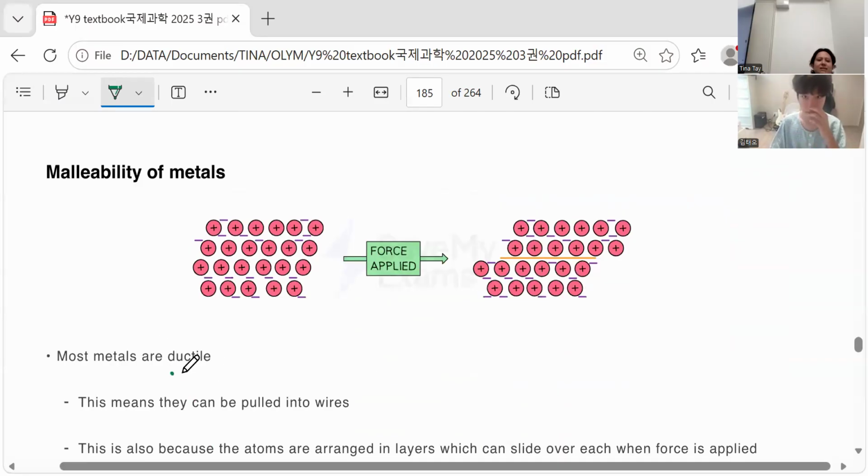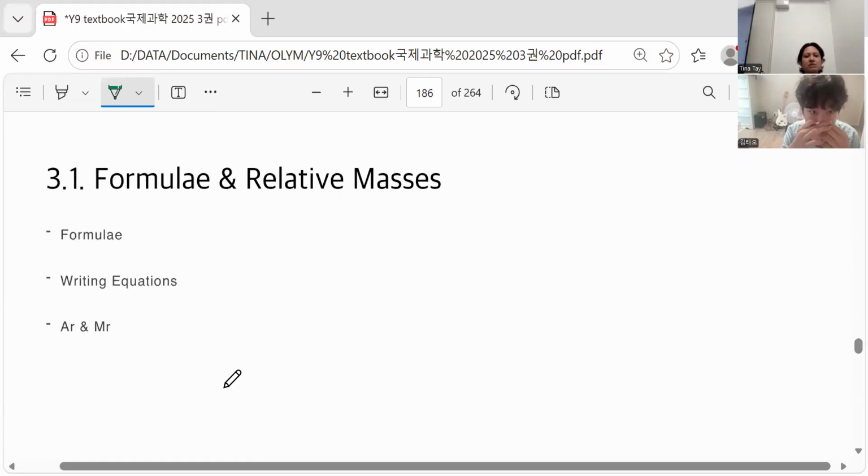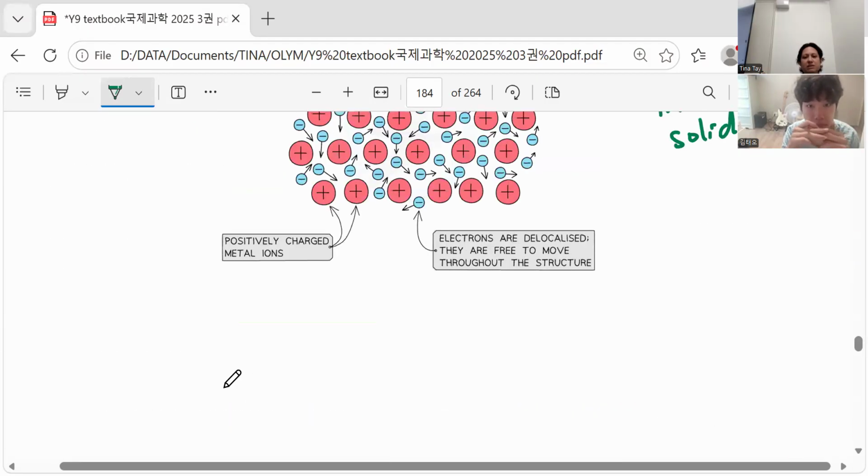What is ductile? Ductile means you can make it into electrical wires. Inside here, all the phone chargers, everything is a metal wire. It's covered with an insulator. So how come it can be pulled into a wire? Because it's ductile. Okay, that's all for this chapter.